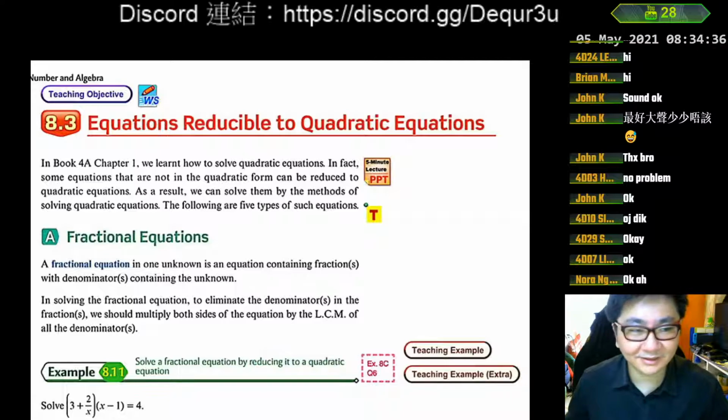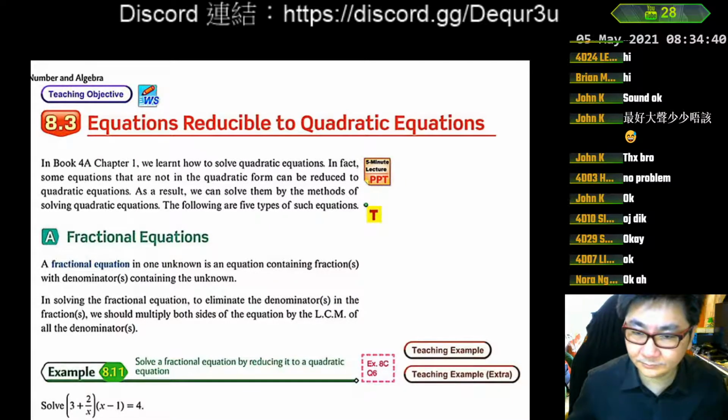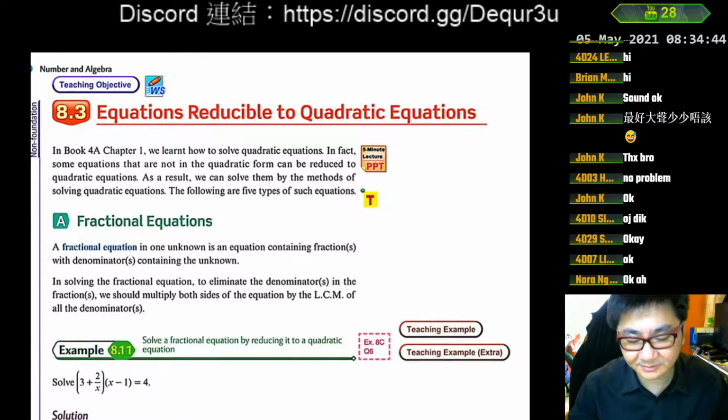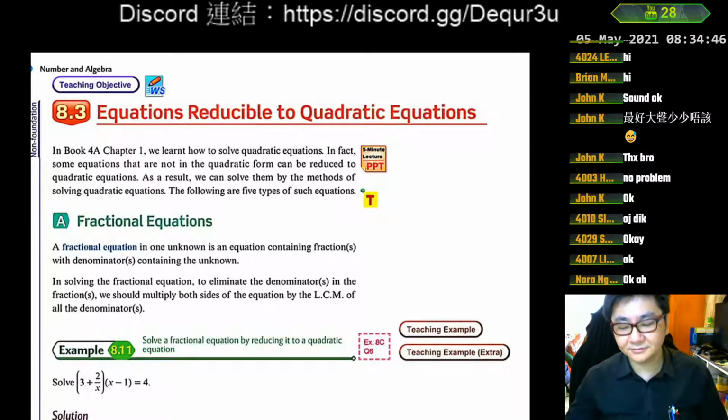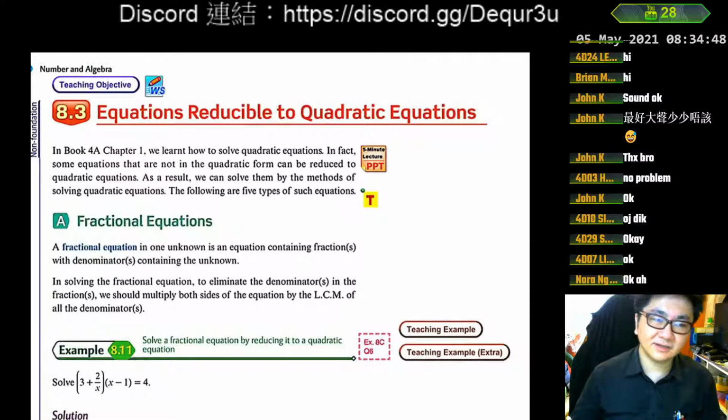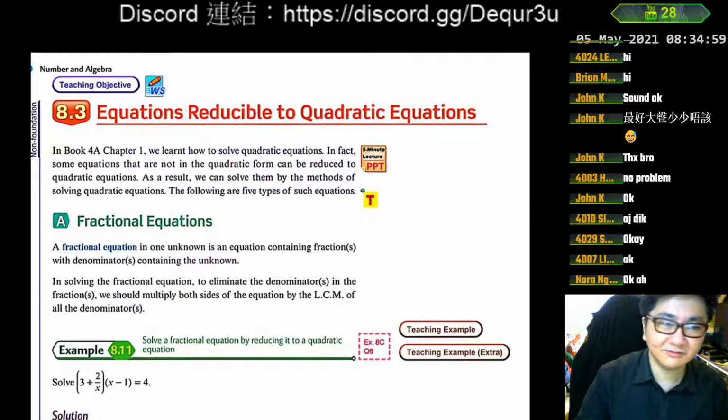So that's good that at least I see some okays. Then the next section, 8.3, as you can see on the screen here, is about equations reducible to quadratic equations. That is, you will see a lot more different types of example, which means you may see not just exactly a quadratic equation, but other different forms. But all these forms we can change back to quadratic.